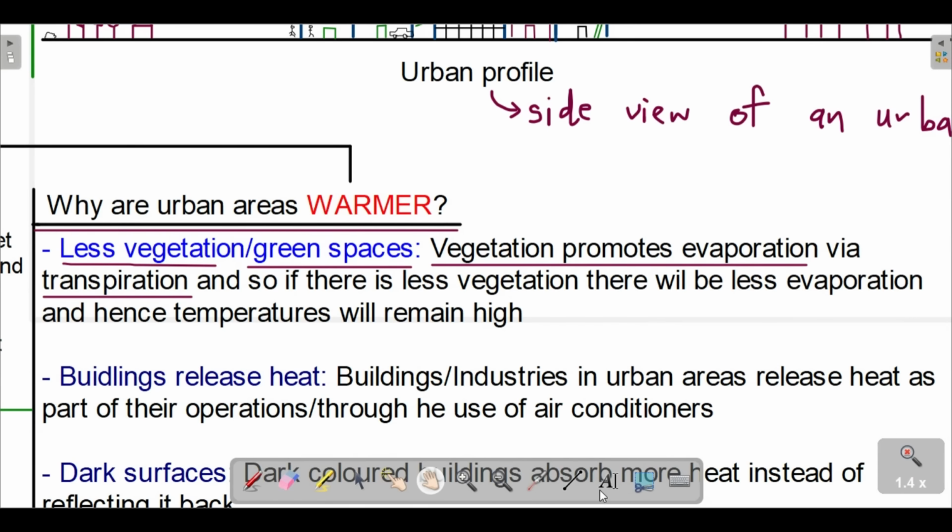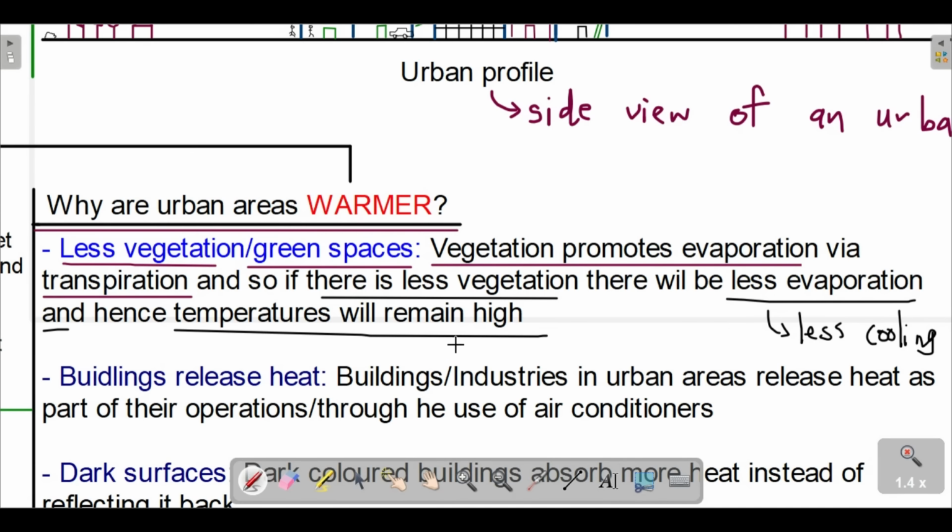So saying that vegetation promotes evaporation via transpiration, or you can say that vegetation promotes evapotranspiration, and because there is less vegetation here, there's going to be less evaporation, and therefore there's going to be less cooling. Less evaporation means less cooling, because more evaporation promotes more cooling. And if there's less cooling, therefore temperatures will remain high.